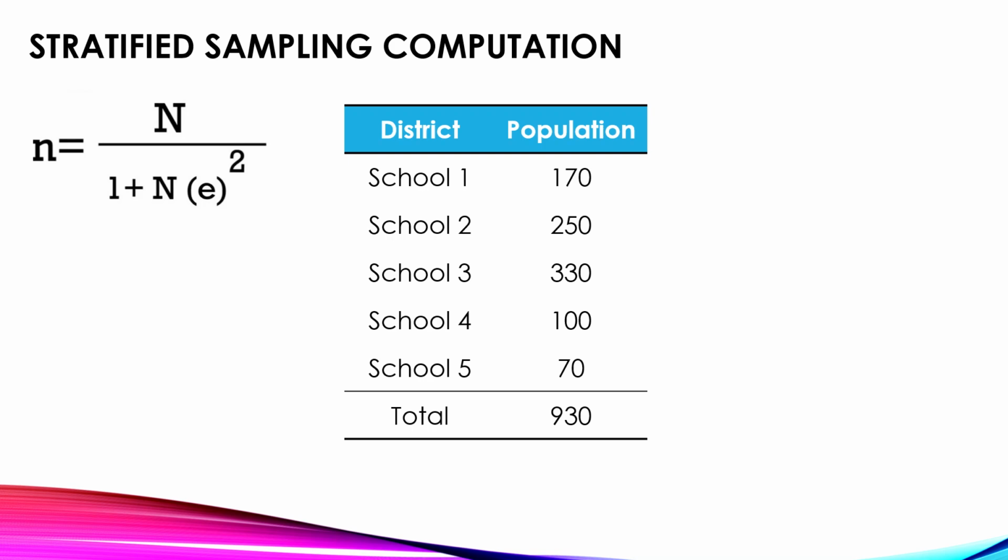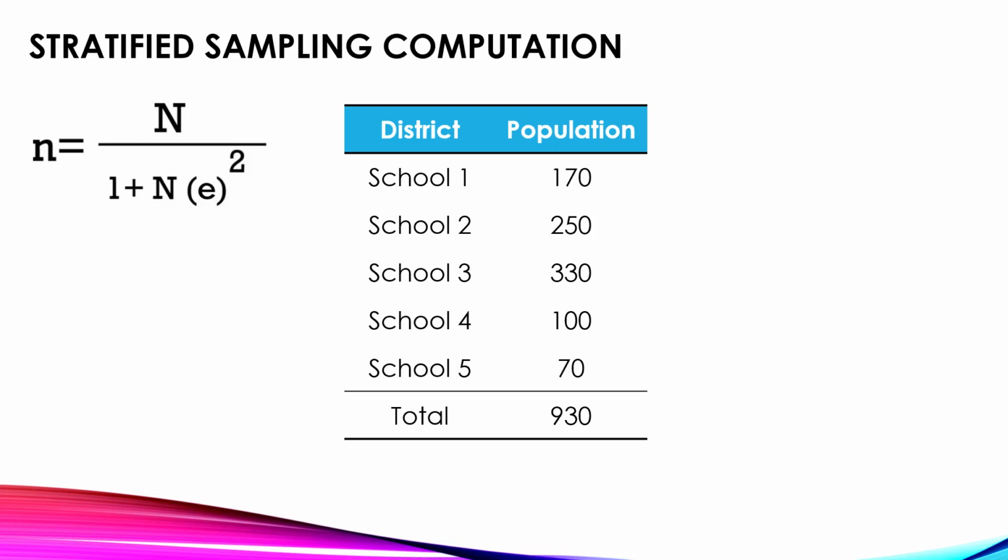So in this example, we have 5 schools in this district, and every school has a different population size. Some are 170, there is 250, there is 330, 170. So you cannot just simply distribute the samples evenly because they have different sizes. As I mentioned in the previous slide, stratified sampling is collecting the samples proportionally based on the size of each stratum. So to compute first the sample size, we use the Taro Yamane formula.